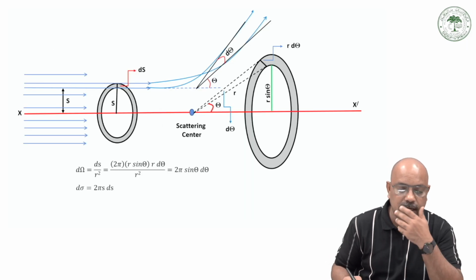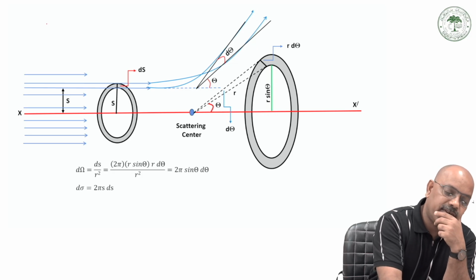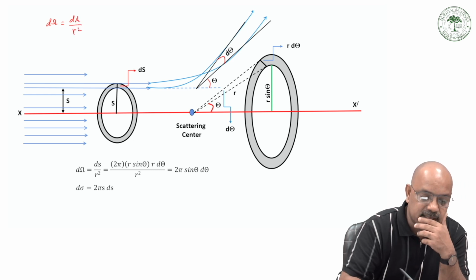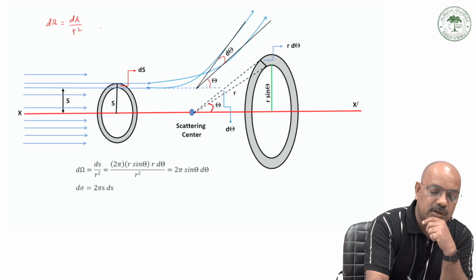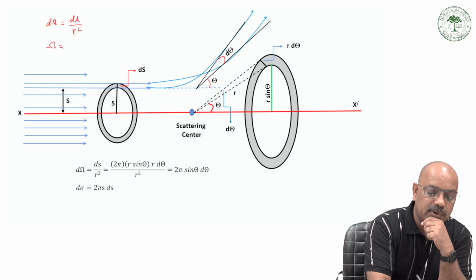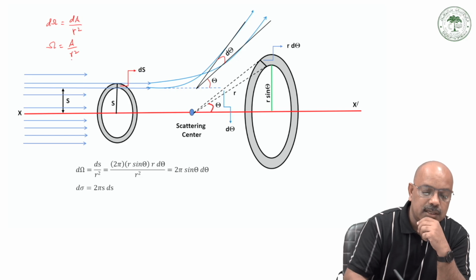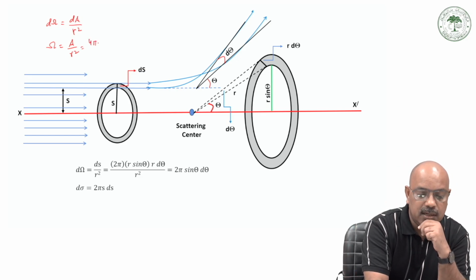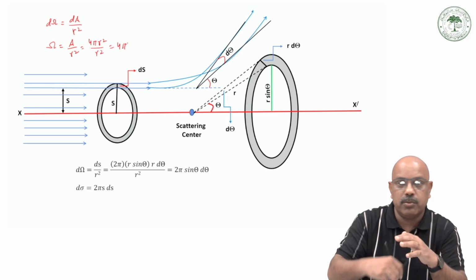Okay, so here you can say that the solid angle is nothing but, because you define solid angle d omega as dA upon r square, where dA is area. So the area of a sphere is going to be 4 pi r square, divided by r square. So the total solid angle is going to be 4 pi.